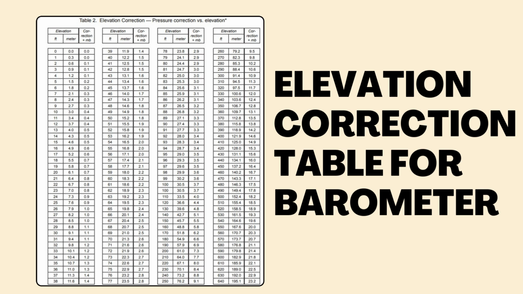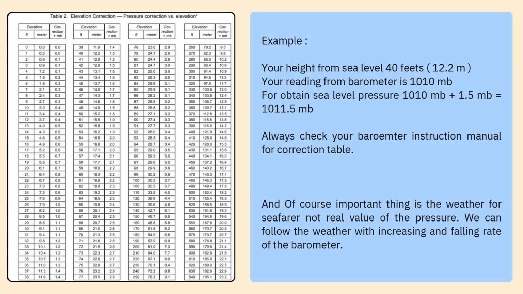So this is an important key my friends. Really important key. Let's make it clear, guys. Your height from sea level is 40 feet. Your reading from the barometer is 1010. To obtain sea level pressure, 1010 plus 1.5, and finally 1011.5. This is the real sea level pressure. Also, you always have to check your barometer instruction manual for the correction table.